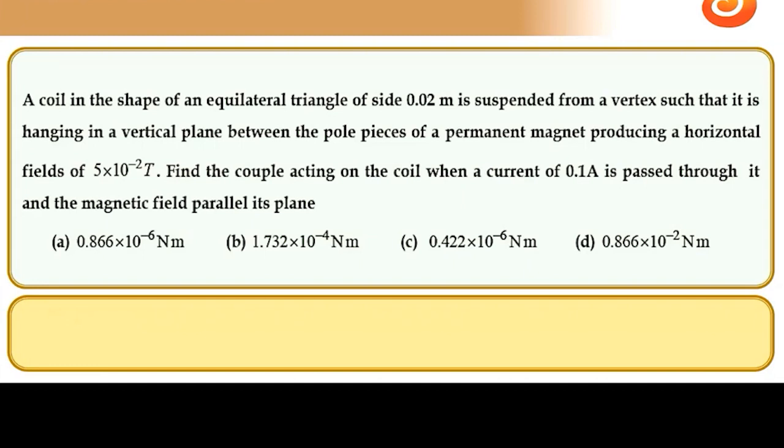Next one. A coil in the shape of an equilateral triangle of side 0.02 meter is suspended from a vertex such that it is hanging in a vertical plane between the pole pieces of a permanent magnet producing a horizontal field of 5 into 10 to the power of minus 2 Tesla. Find the couple acting on the coil when a current of 0.1 ampere is passed through it and the magnetic field parallel to its plane. So I need to find the value of torque.